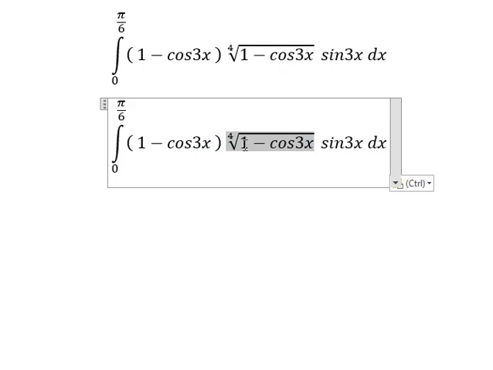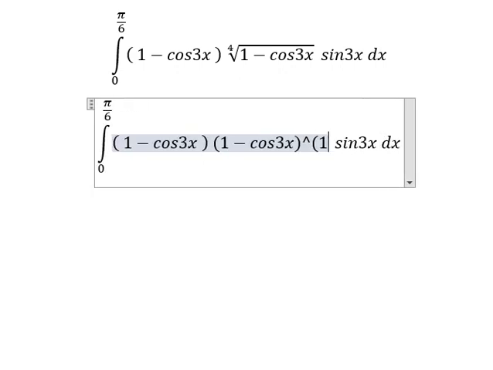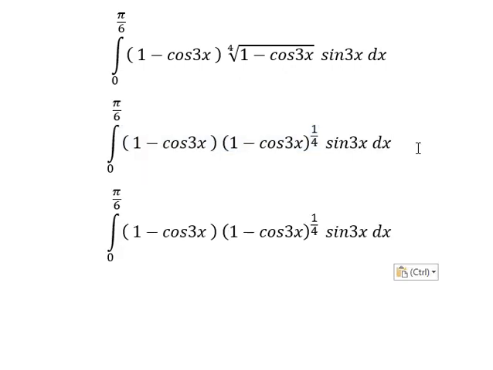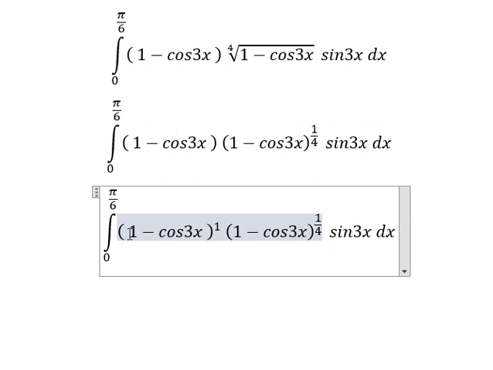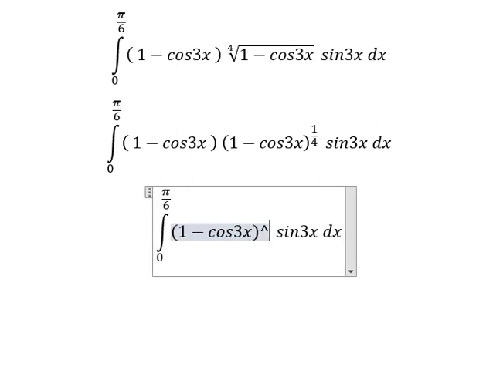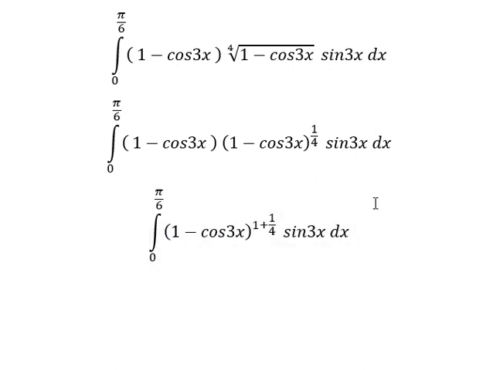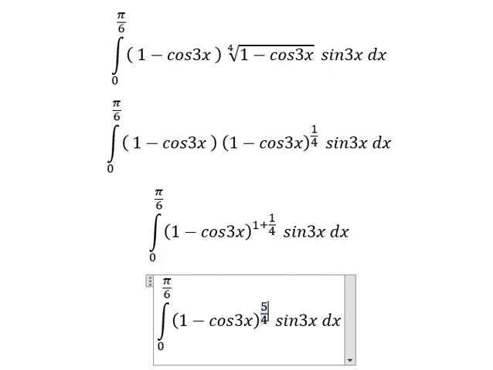We know that this one is about the power of 1 over 4. So this one is about number 1. We have the same base, 1 minus cosine 3x. In this one we can put it like this. And this one is about 5 over 4.